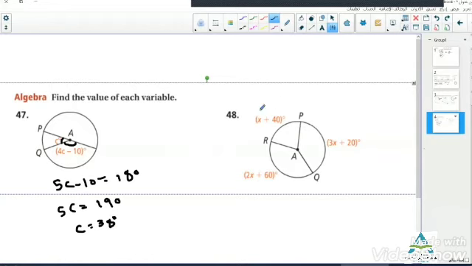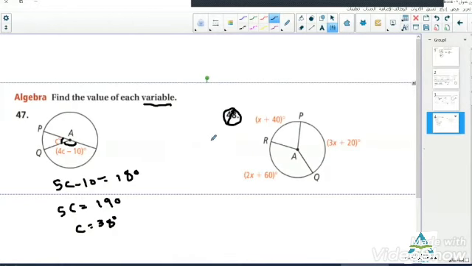Okay. Go to number 48. He only wants the C, the value of the variable. Yes. If he asked you about the angle, put C equals 38 and multiply 4 by 38 minus 10. Okay? Great.